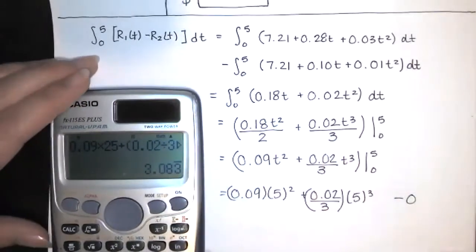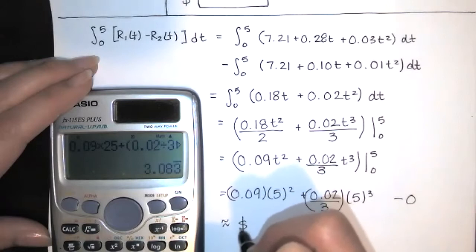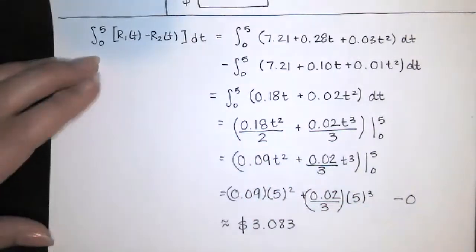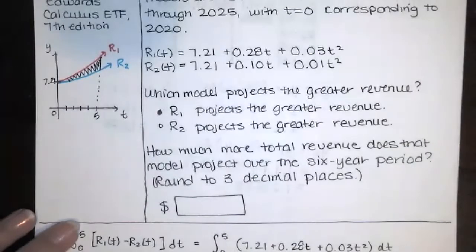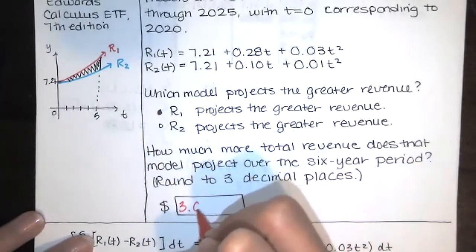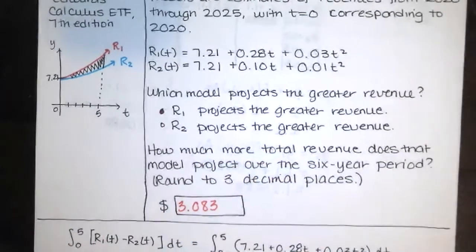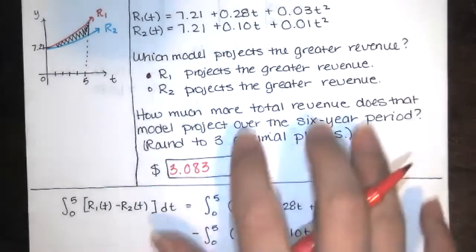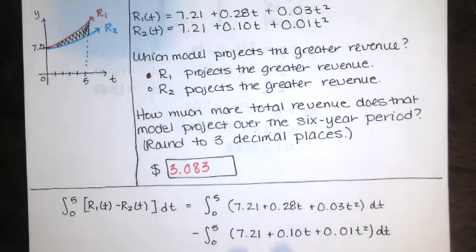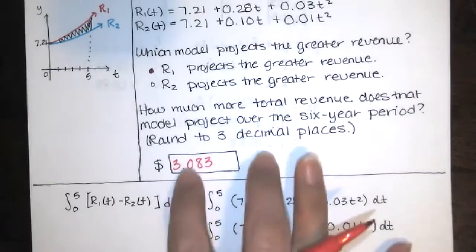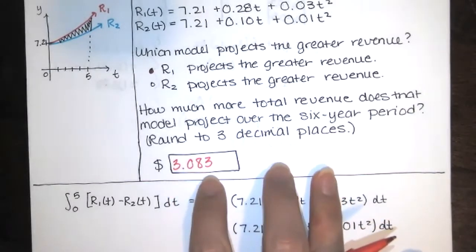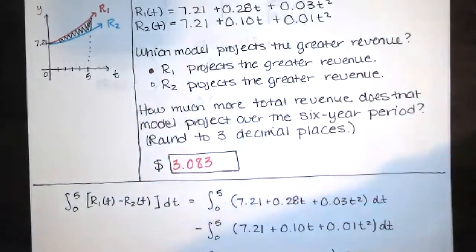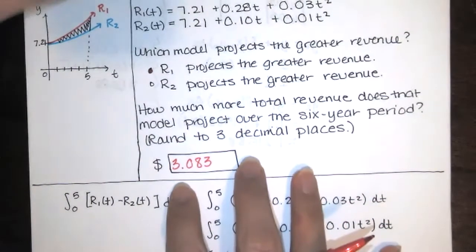And they wanted us to round to 3 decimal places. So that's approximately 3.083 million dollars. So that is the value of this integral, which we're interpreting as a difference in total revenue. Now, I have a problem with that. That's the answer that they want, and that's the answer that will get you full credit on this problem on your homework if WebAssign is the one directly grading this for you.